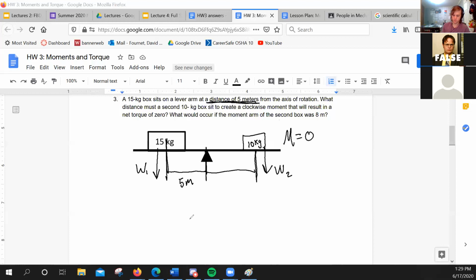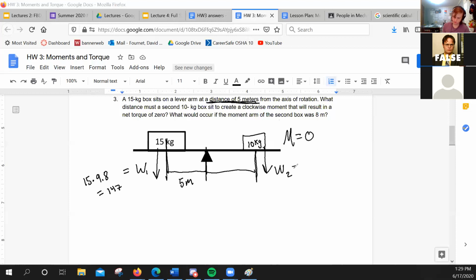Right. First, we need to turn the 15 kilograms into a weight. Weight equals mass times gravity, times 9.8. It would be 15 times 9.8. So that's 147. That's what I got. Yeah, it is. Good. So weight 1 is 147.